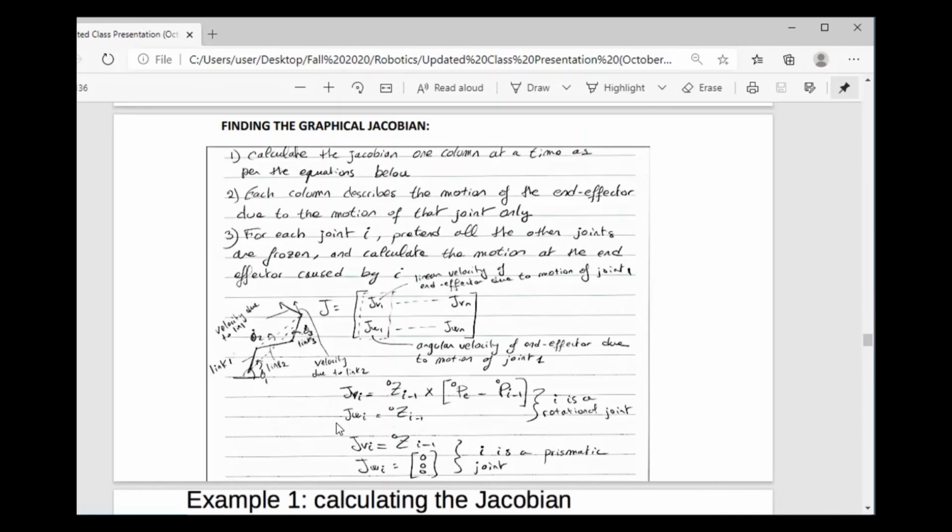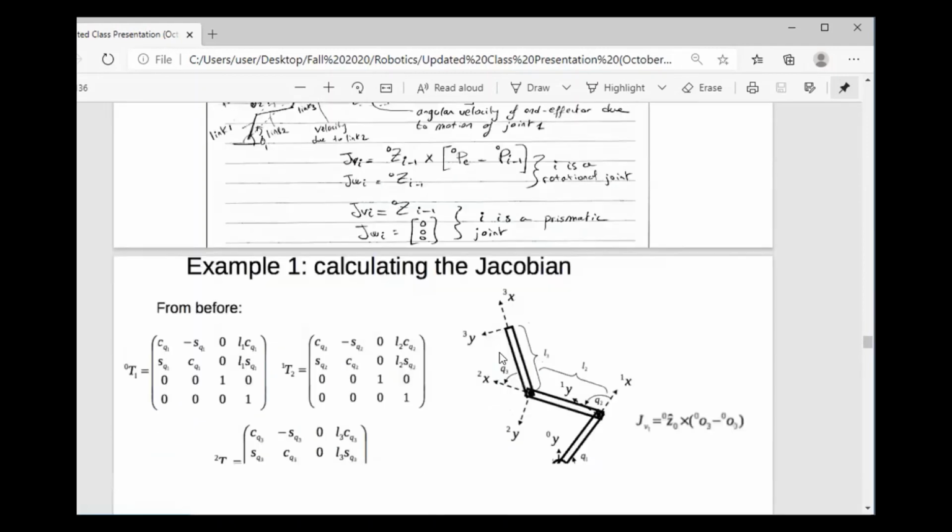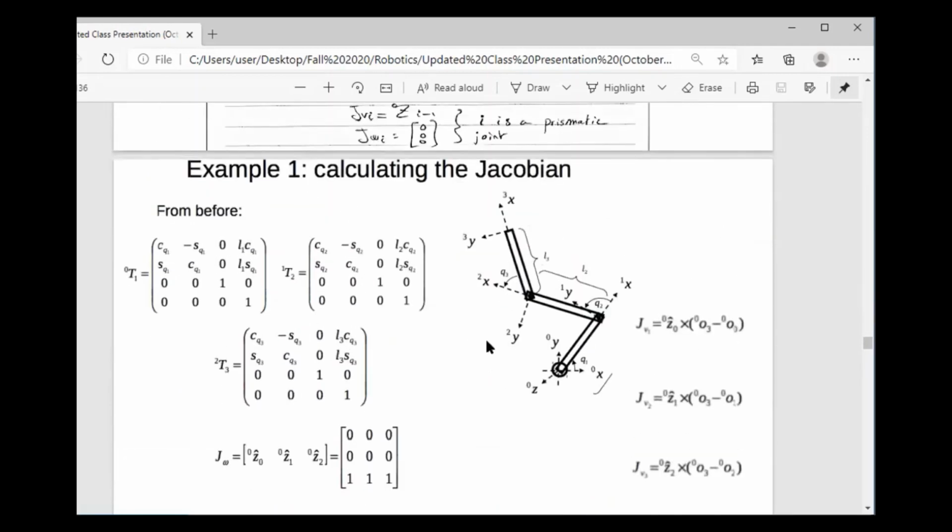So this is that. Okay. So here we're ignoring J omegas, so you can ignore J omegas. We're only looking at JVi: if it was a rotational joint, it would be this; if it was a prismatic joint, it will be simply the axis of actuation. All right, so this is very important. Let's do actually a very brief example on that.